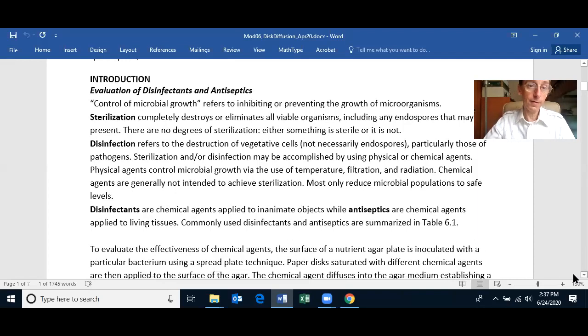So in the lab, you will be evaluating disinfectants and antiseptics. Learn what sterilization is, disinfection, what disinfectants are, and how they differ from antiseptics. A disinfectant is a chemical agent applied to an object. An antiseptic is a chemical agent applied to living tissue. So if you use bleach to clean your toilet, it's a disinfectant. But if your cat comes home scratched up and you put bleach on the cat, which most people wouldn't do, but if you do, you'd be using bleach as an antiseptic. Is that clear?